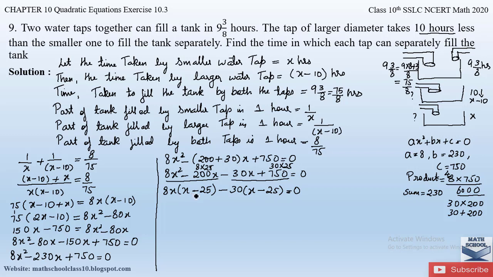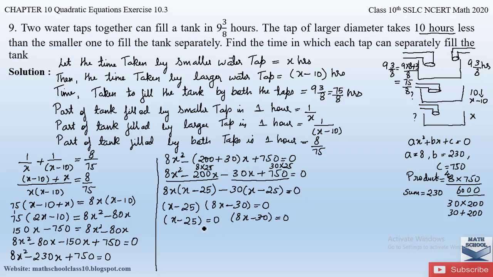Now you can observe the terms in these two brackets are the same. So we can take out common again. If we take x minus 25 as common, what will be left behind? 8x minus 30 is equal to 0. Now equate each of these terms to 0. So you will get x minus 25 is equal to 0 and 8x minus 30 is equal to 0.